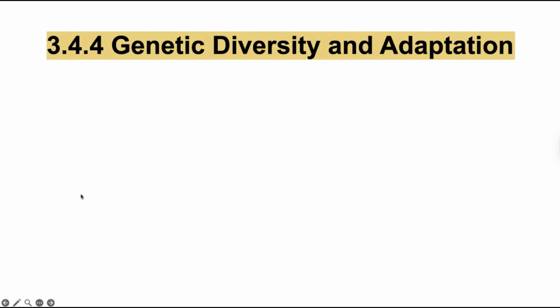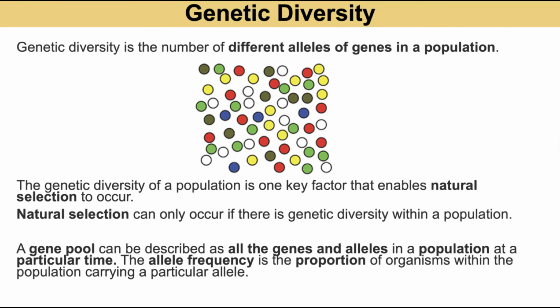Next then we move on to 3.4.4, genetic diversity and adaptation. Genetic diversity is the number of different alleles of genes in a population. This is one of the key driving factors of natural selection, because you have to have genetic diversity in order to select which allele is going to be passed on.